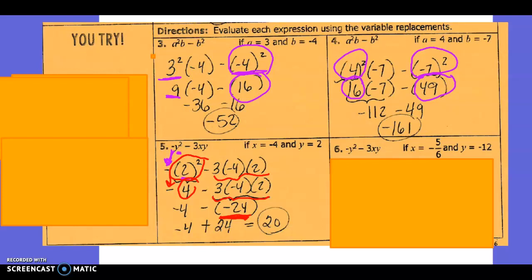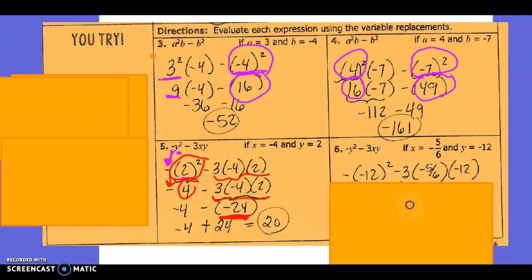And finally, problem number 6. This one's just a little bit trickier because of the fraction, but that's okay because we have calculators. Again, step number 1, substitute the numbers in place of the variables, put them in parentheses. So your first line should look like this. Again, notice what I did is I just recopied that negative sign in the front. Then in place of the y, I put the -12, and I recopied the squared. I recopied the subtraction sign, the 3, and then in place of the x, I put -5/6, and in place of the y, I put -12.